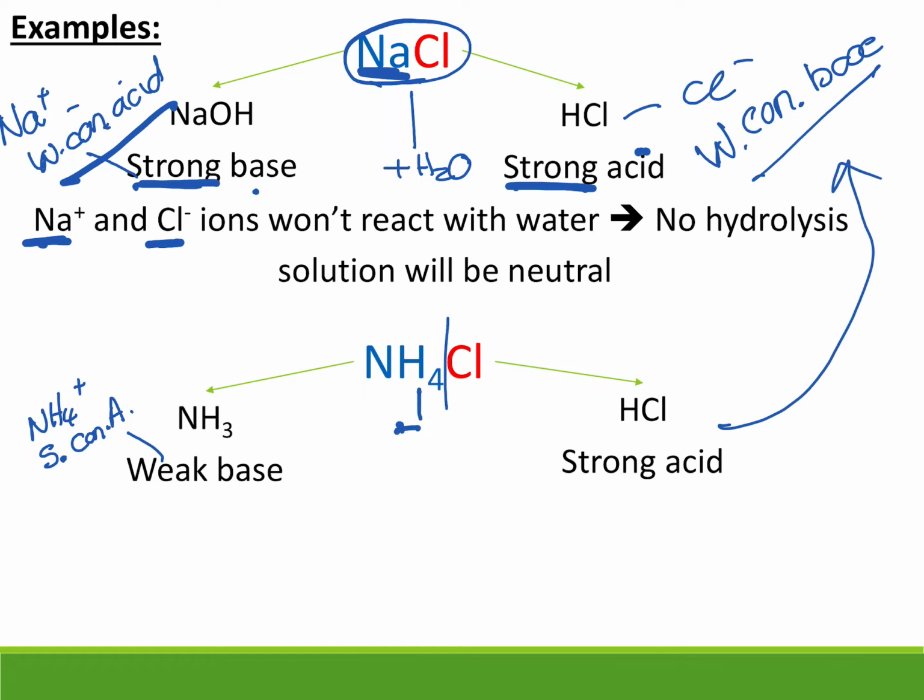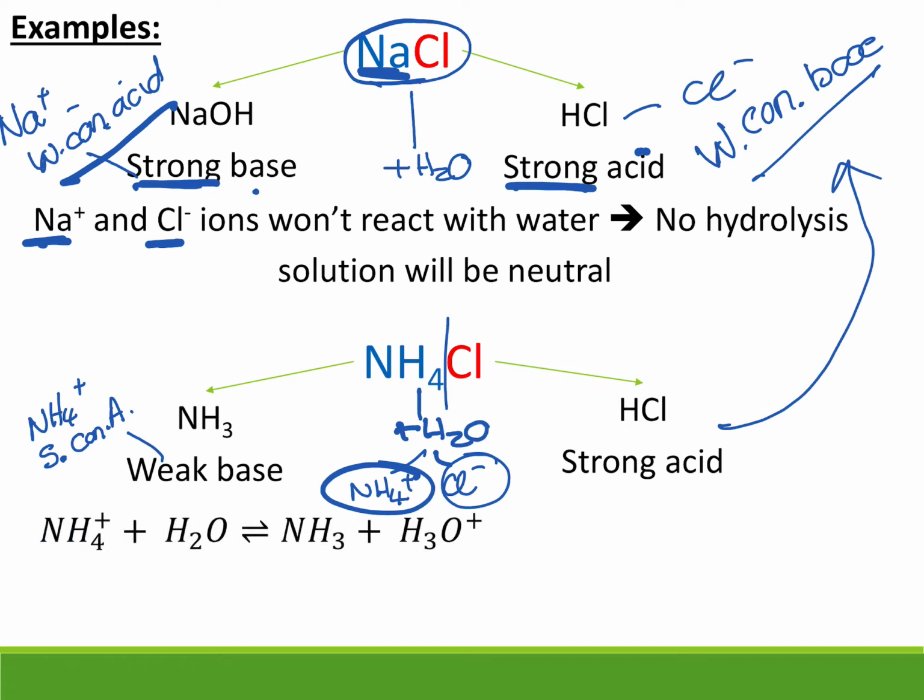So when this gets added to water, and that water forces it to break up into NH4+ and Cl-, the Cl- isn't going to react because it's a weak conjugate base. The NH4+ is absolutely going to react because now it's a strong conjugate acid. It desperately wants to get rid of this. So the NH4+ will react with the water, and as a result creates lots of H3O+ ions. Those H3O+ ions make it acidic, so my final solution is acidic.